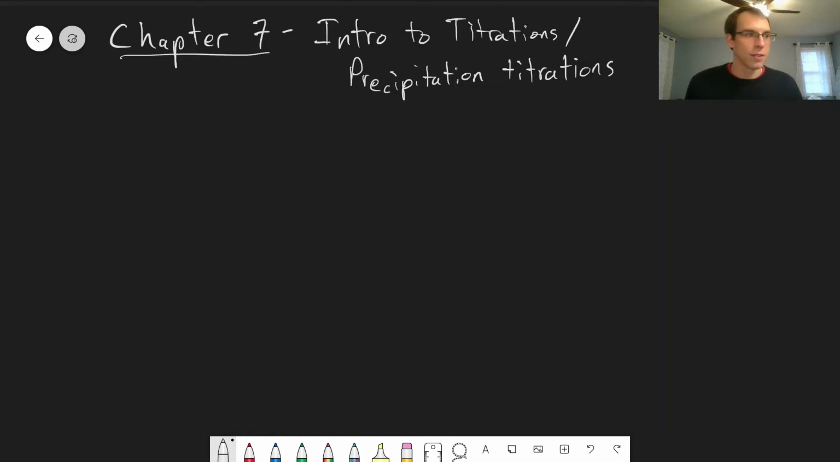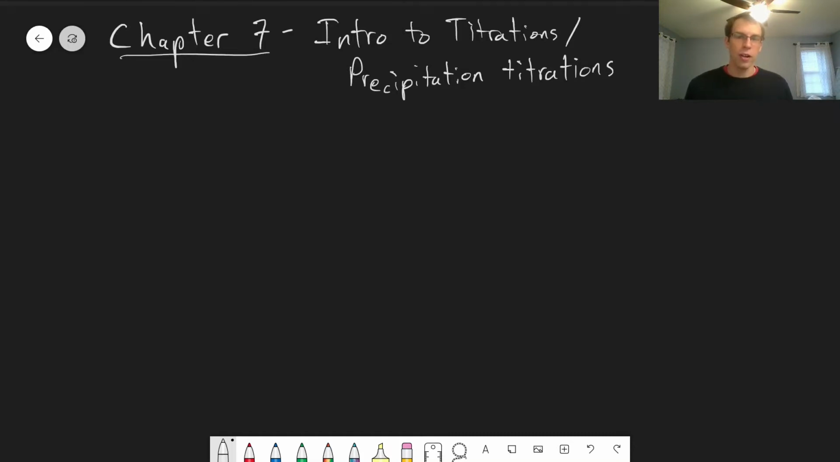Welcome to Chapter 7, where we're going to be talking about titrations. So this will serve as an introduction to titrations and looking specifically at the example of precipitation titrations as a specific type of titration. We'll be looking at other types of titrations throughout the rest of the semester.